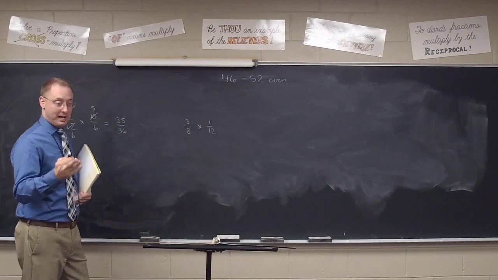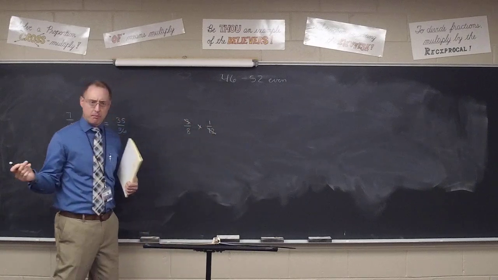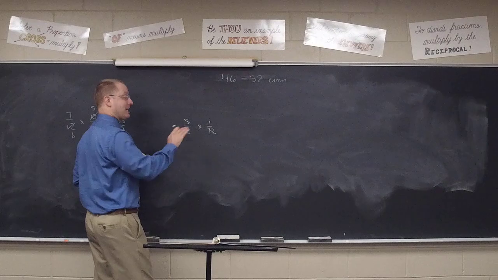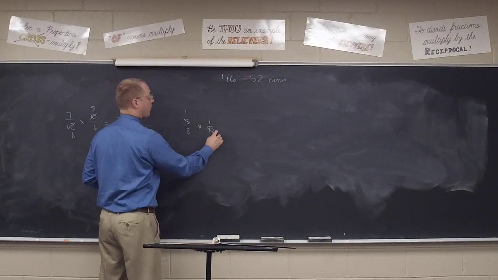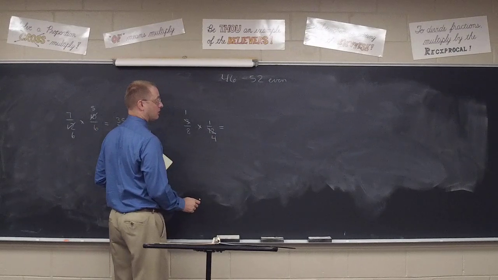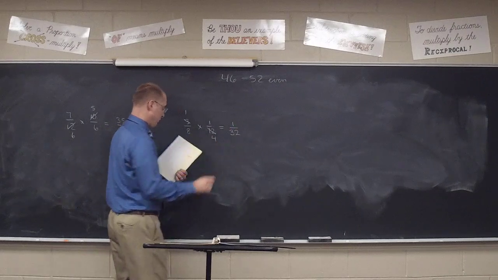Well, what can I cancel then? 3 and 12. By the way, class, can I always cancel something? No, but always look, right? We do not always get to cancel, but I can cancel something here, Ben, to get 1, 4. 1 and 4, so what do I get for my answer? 1 over 32. Good, don't try to cancel that 8 and 4, they're both denominators, we get 1 over 32.